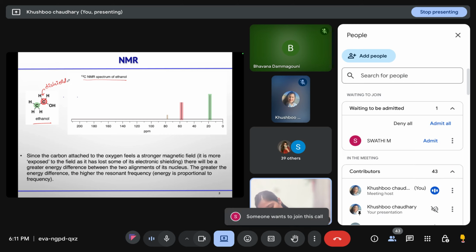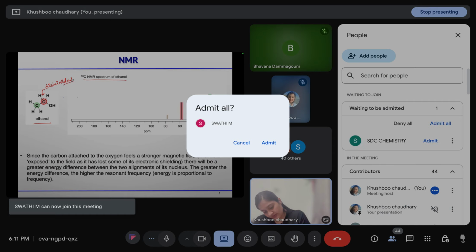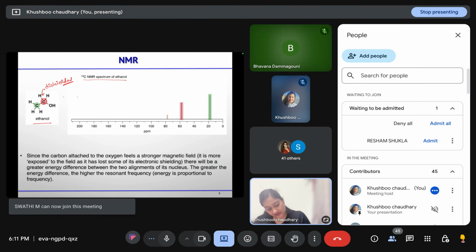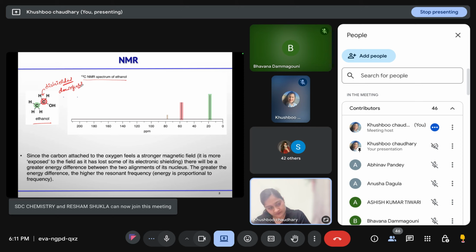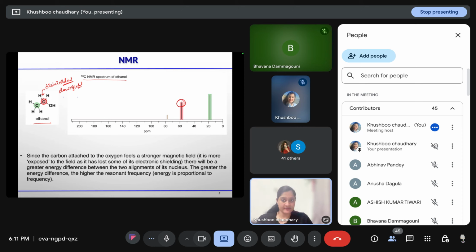And if it is de-shielded, it will be downfield. So this is the red signal around 60.